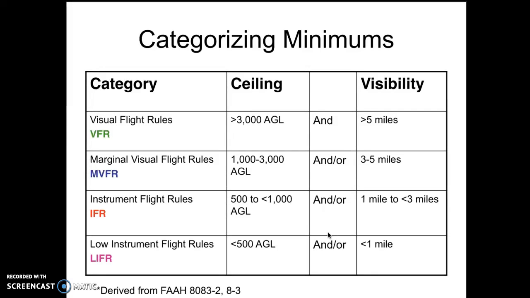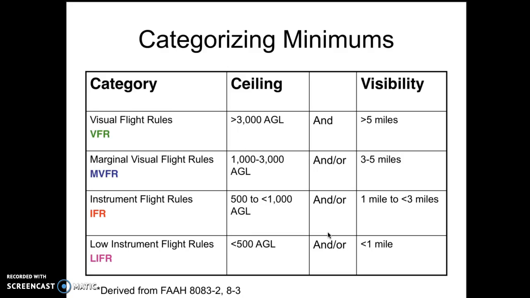How do you categorize minimums? Well, here's a few: VFR, marginal VFR, IFR, and low IFR, and from the FAA guidelines. But this is an example of having minimums. So this is the minimum, but some, depending on your proficiency level, your minimum might be a little bit higher.